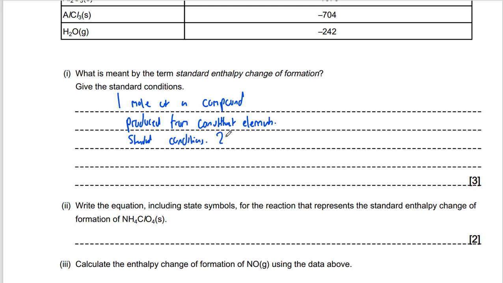So that's what, 298 Kelvin, 1 atmosphere pressure. That's all you need. You can also put 1 mole dm cubed if you want to solutions, but it's not really important. The temperature and the pressure is the main one.